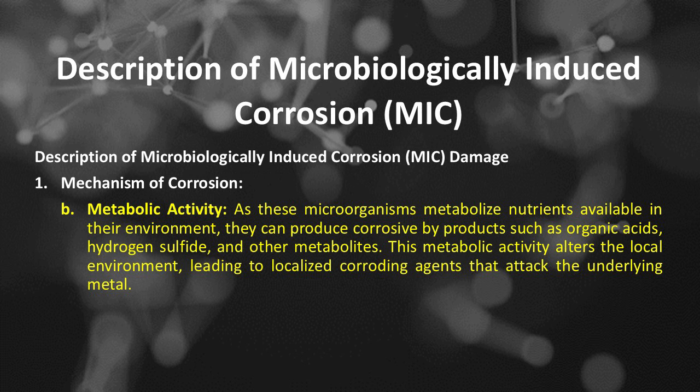Number B, of mechanism of corrosion is metabolic activity. As these microorganisms metabolize nutrients available in their environment, they can produce corrosive byproducts such as organic acids, hydrogen sulfide, and other metabolites. This metabolic activity alters the local environment, leading to localized corroding agents that attack the underlying metal.